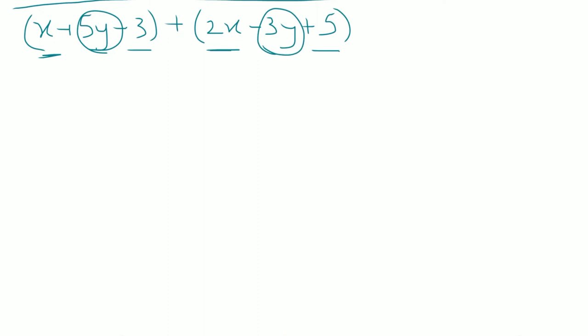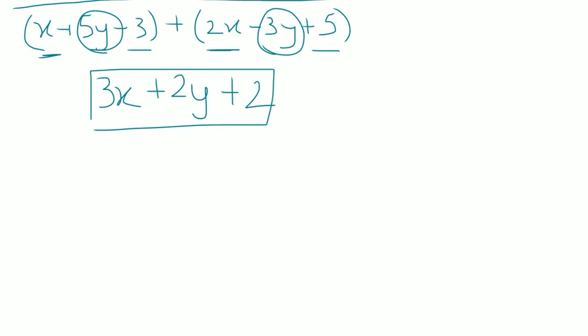So let's take a look. We have x plus 2x, which would equal 3x. 5y minus 3y, which would equal plus 2y. And negative 3 plus 5, which would equal plus 2. So our answer would be 3x plus 2y plus 2.